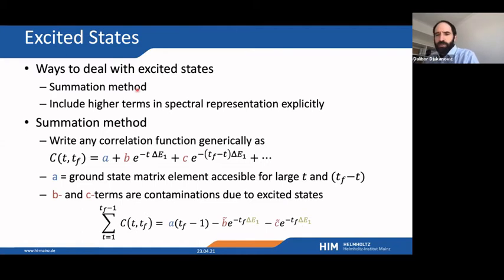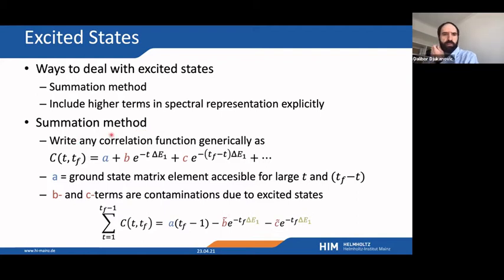The ways to deal with this issue on the lattice, in recent years, there are two predominant methods, I would say. One is called the summation method, and one is including, in this spectral representation that I've just shown you, more than just a ground state, so you include higher order states. Let me first tell you how the summation method works.